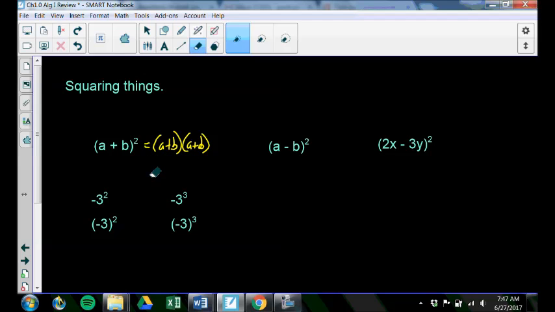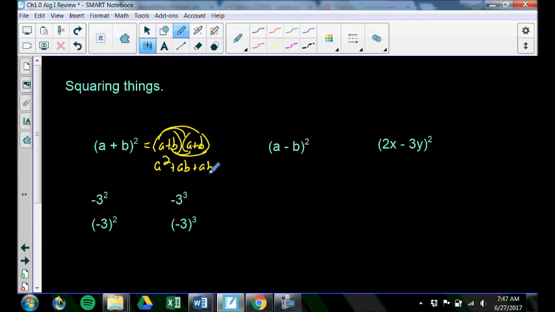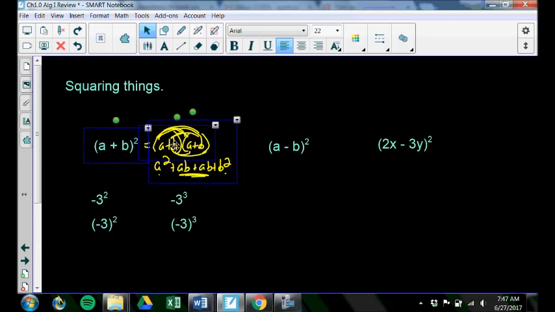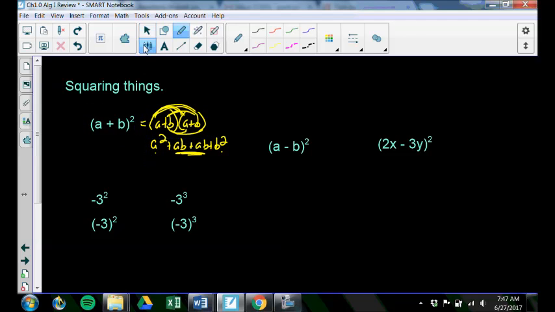I'll show that one on the same slide. This needs to be FOILed. So you end up doing a squared plus ab plus ab plus b squared. A times a is a squared. A times b is ab. B times a is ba, which we'll call ab. And b times b is b squared. These two things can combine. So it ends up being a squared plus 2ab plus b squared.